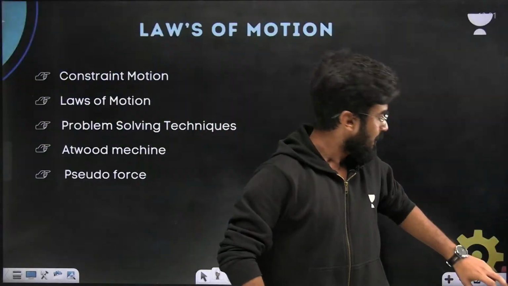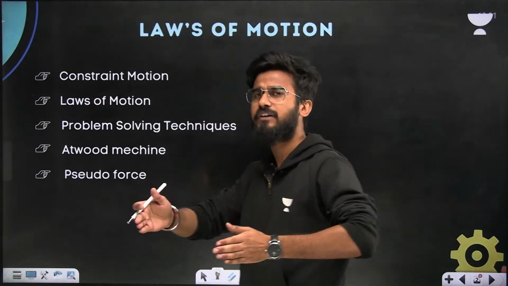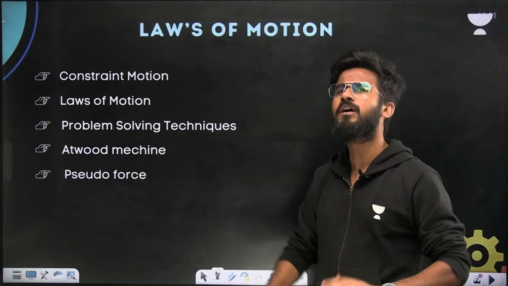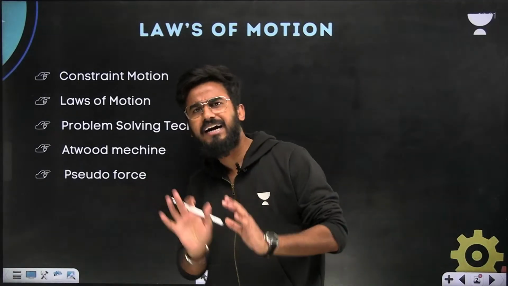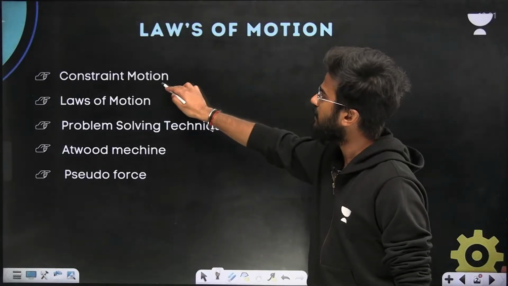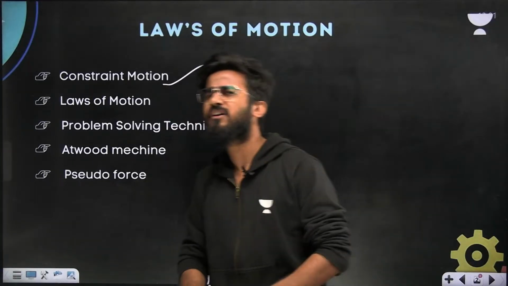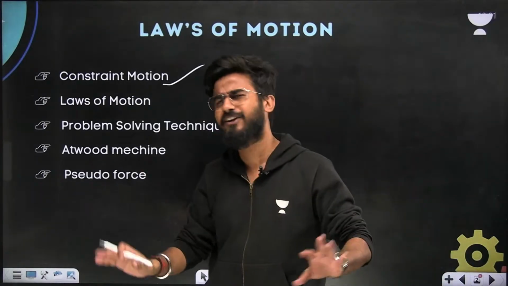Okay, so first of all, let me tell you what we are going to cover in this session. We'll be starting from the very beginning, constraint motion. Constraint motion is the basics of NLM. People generally cover it as another chapter, but I cover it in NLM. Then we'll switch on to the laws of motion: first law, second law, third law, all the Newton's laws, the apple, all those things we'll talk about.